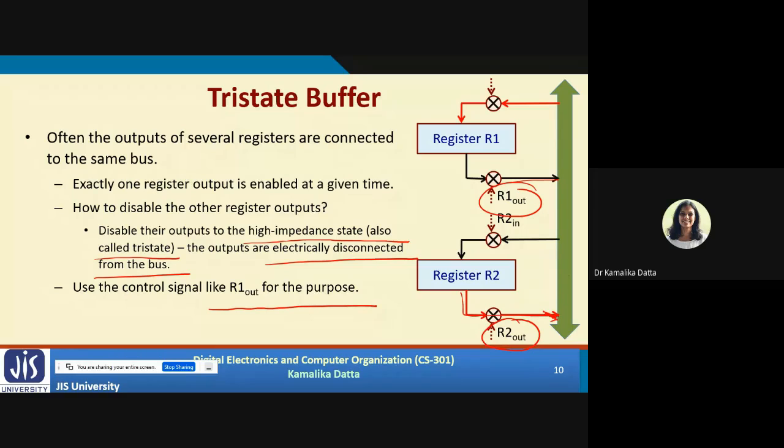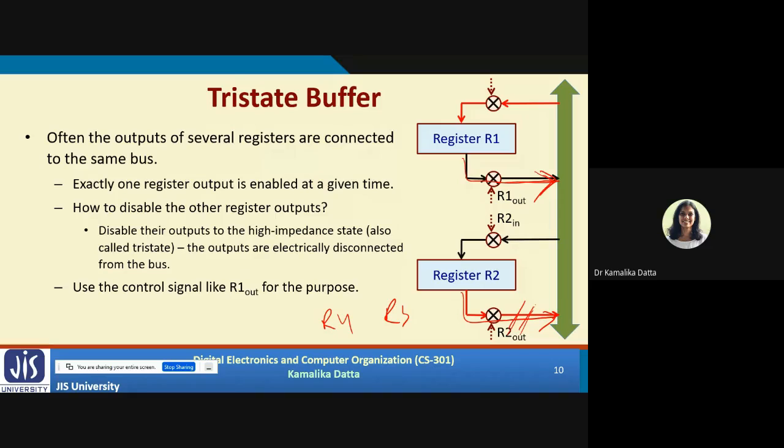How can I do that? When this is a wire, this is a set of lines which is connected here. I want only this to be connected at one point of time, but the others disconnected. I don't want R3 connected, I don't want R4 connected. What to do for that? How to disable other register output?